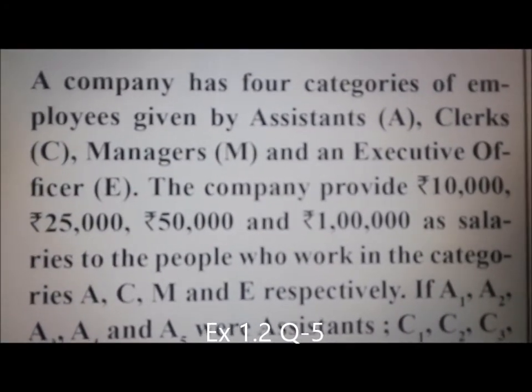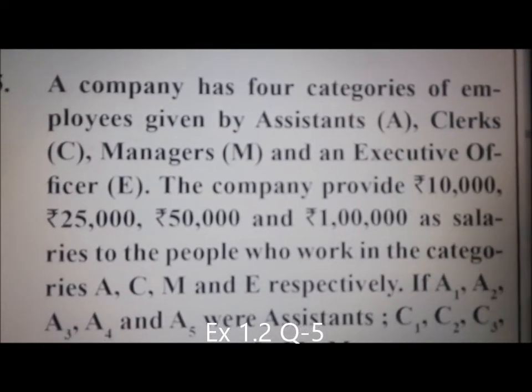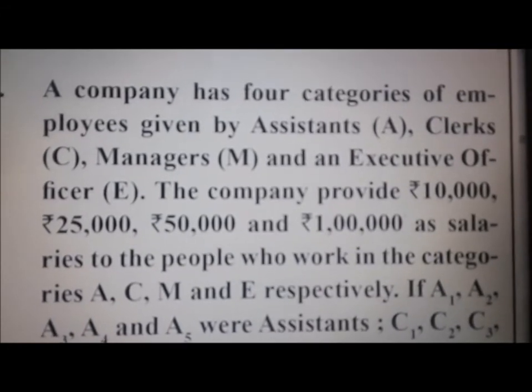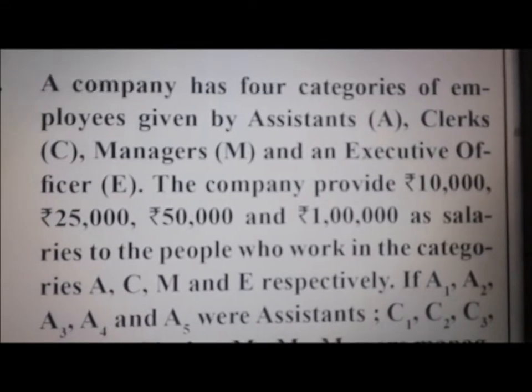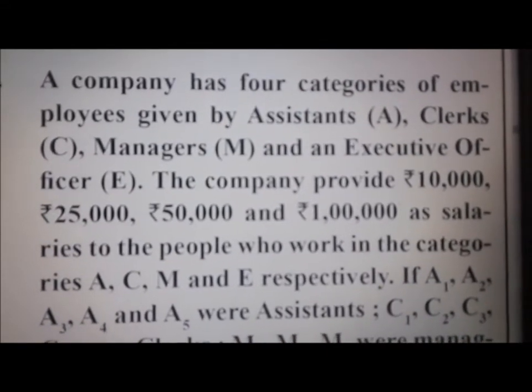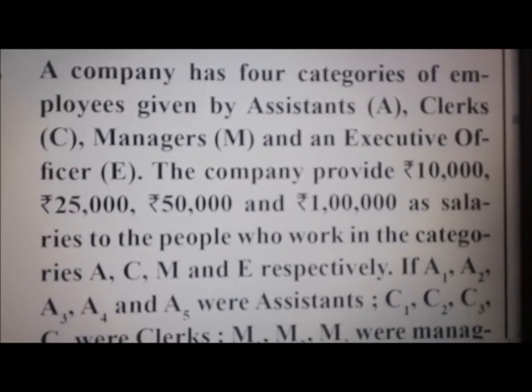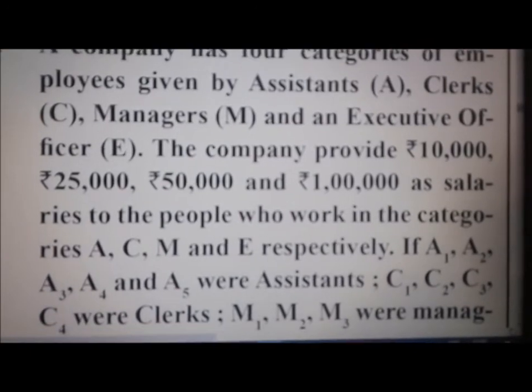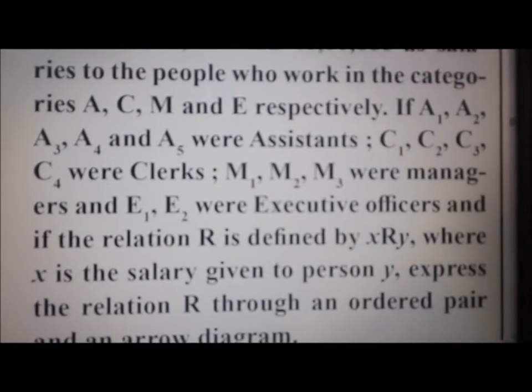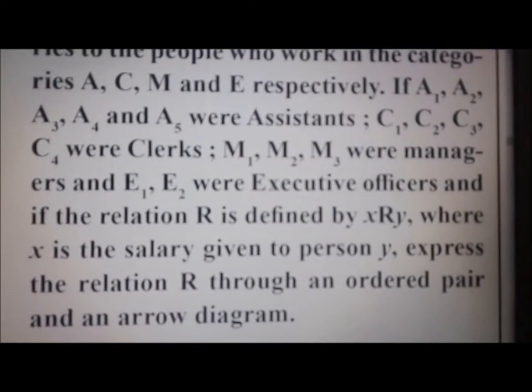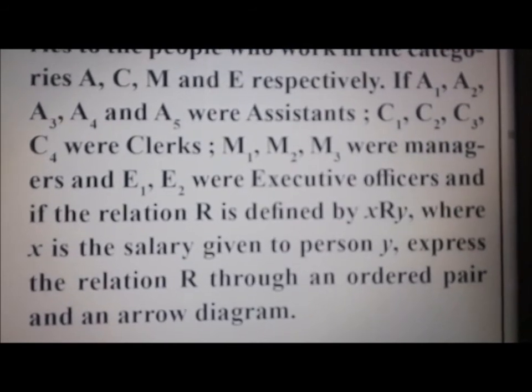A company has 4 categories of employees, given by assistants A, clerks C, managers M, and an executive officer E. The company provides rupees 10,000, 25,000, 50,000 and 1 lakh as salary to the people who work in the categories A, C, M and E respectively. If A1, A2, A3, A4 and A5 were assistants, C1, C2, C3, C4 were clerks, M1, M2, M3 were managers, and E1 and E2 were executive officers, and if the relation R is defined by X related to Y, where X is the salary given to the person Y, express the relation R through an ordered pair and an arrow diagram.